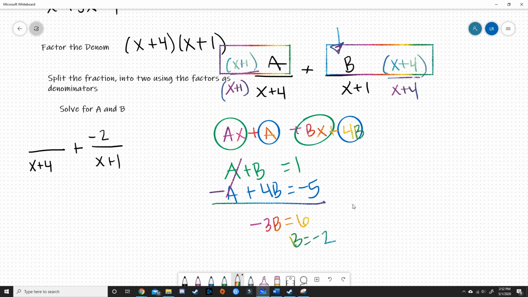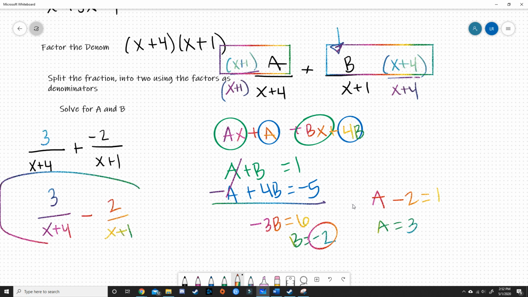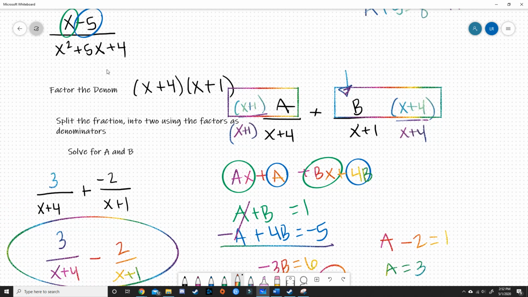To find our a value, we're going to take that -2 and we will plug it back in. So we've got a plus b equals 1. So, nope, my bad. We have a minus 2 equals 1. And so a equals 3. And that's what we'd replace right here. So when we break this up, we're going to get 3 over x plus 4 minus 2 over x plus 1. And if you were to multiply that back out, you would get exactly what you started with.